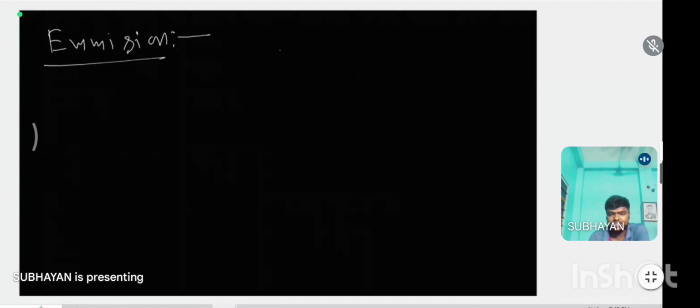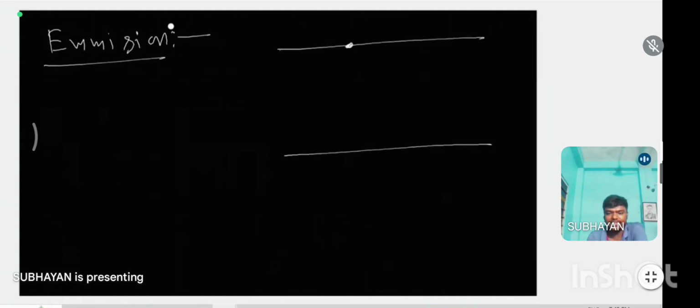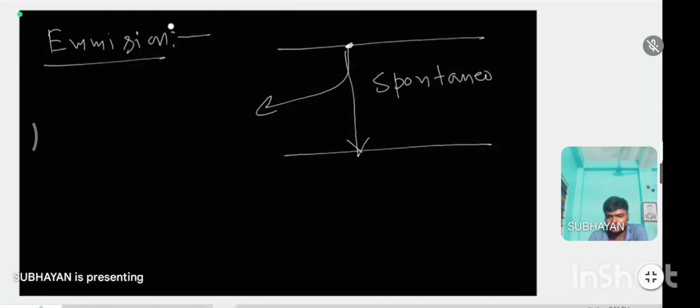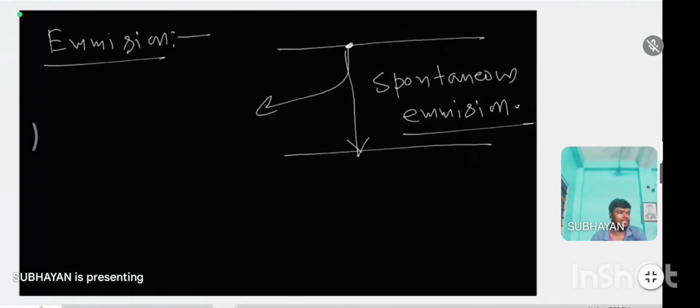So you know the normal emission. The normal emission is, suppose the electron is primarily here, because the higher energy level has the lower average lifetime, so tau is very low, then it will not be stable here. So it will emit energy and will make a transition to the lower energy level. And such type of emission is called spontaneous emission. What is spontaneous emission?